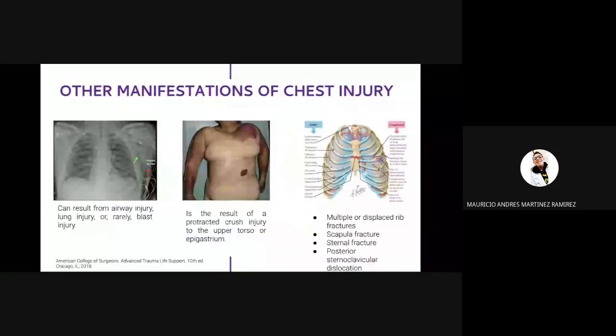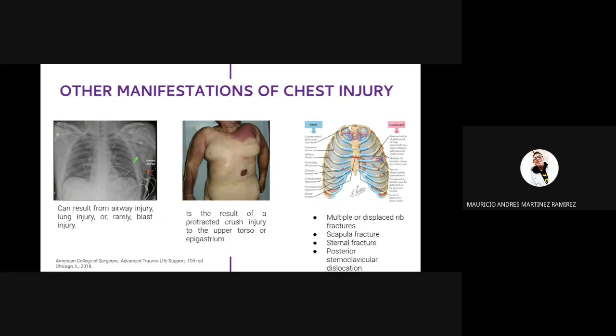Now I'm going to talk to you about other manifestations of chest injury. First, we have subcutaneous emphysema, which can result from airway injury, lung injury, or rarely blast injury. Although this condition does not require treatment, clinicians must recognize the underlying injury and treat it. If positive pressure ventilation is required, consider performing a tube thoracostomy on the side of the subcutaneous emphysema in case tension pneumothorax develops. As we can see in the image, in the left thorax, the different lines show a little bit of air in the soft tissues of the chest that can indicate subcutaneous emphysema.